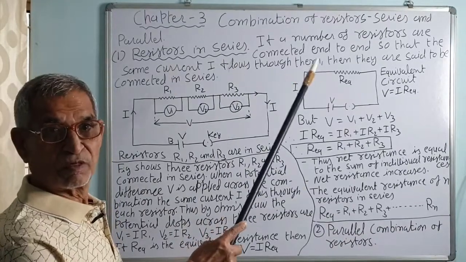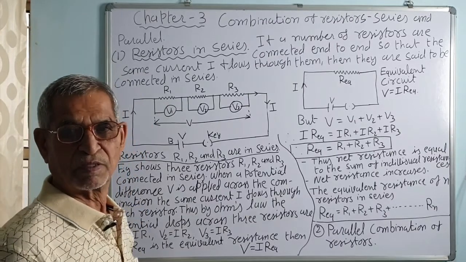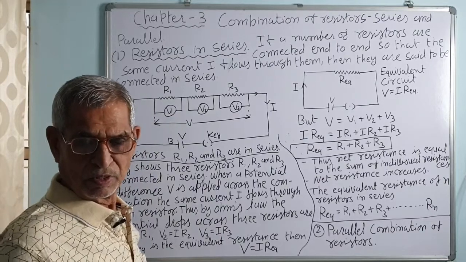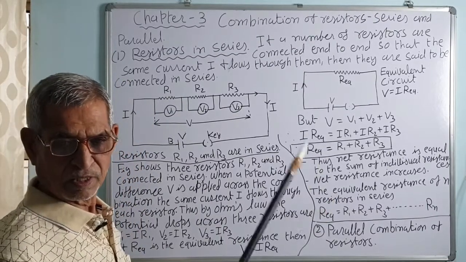Chapter 3, combination of resistors, series and parallel. This topic we left while teaching in chapter 3 as it was not in the CBSE course. So, it was for the Gujarat board students. This is in their course.